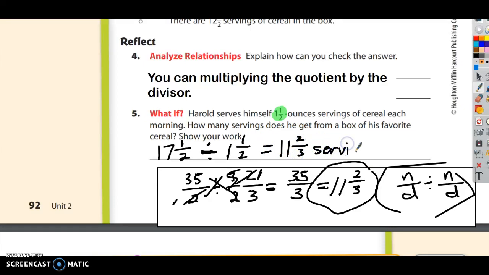Now, I want to point out to you that the directions say show your work. I showed my work, but did you? If you didn't, you need to. So it says show your work. If you didn't show your work right here, you got to do it somewhere. Okay. All right. Good job. That is the end of page 92. I think we're going to go practice this on page 93.